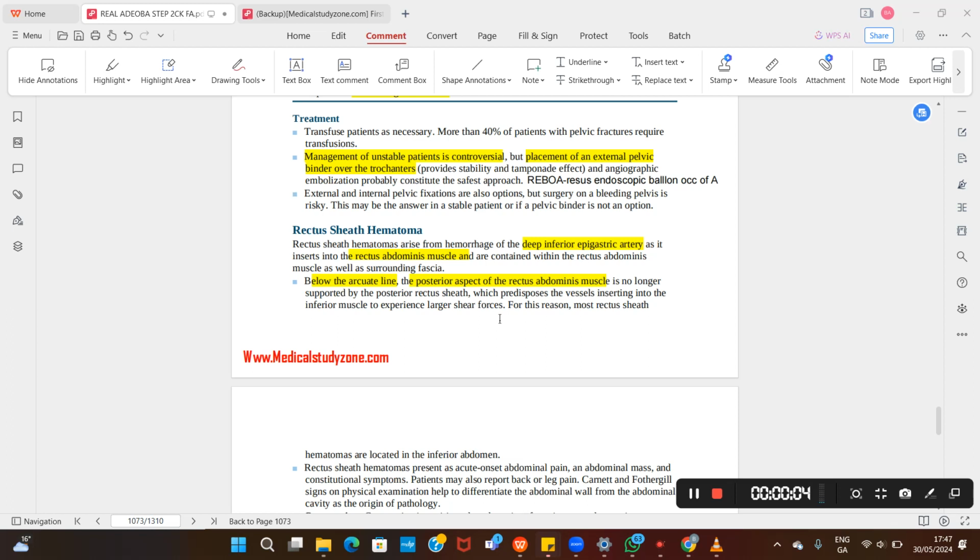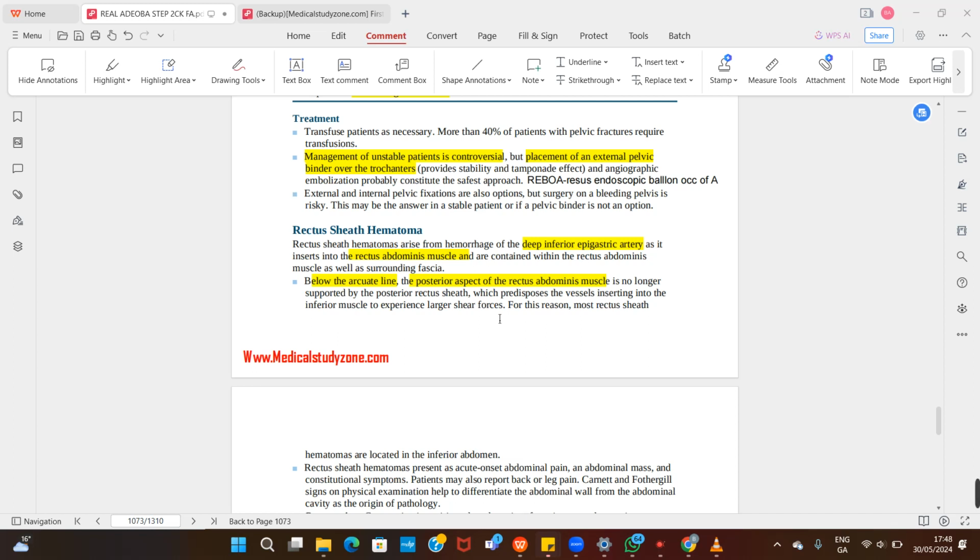So we are going to continue the discussion by talking about the rectus sheath hematoma. This condition typically results from bleeding due to trauma or injury to the deep inferior epigastric artery, where it inserts into the rectus abdominis muscle.